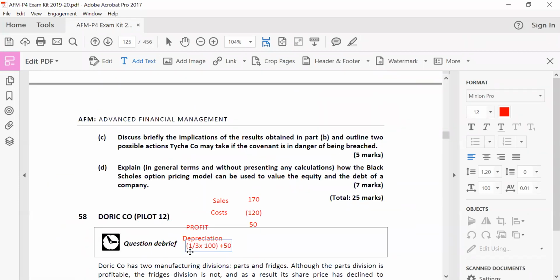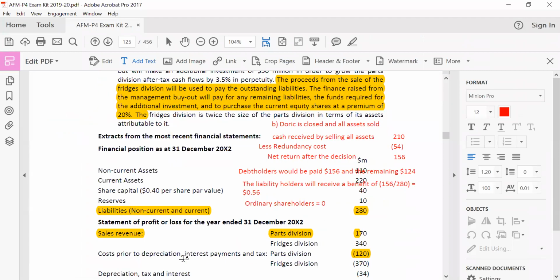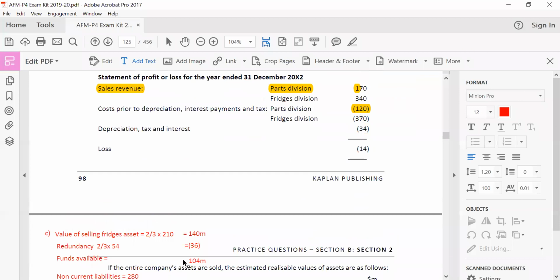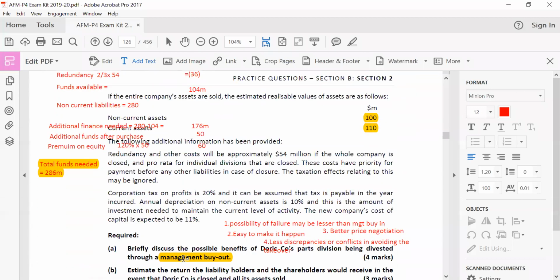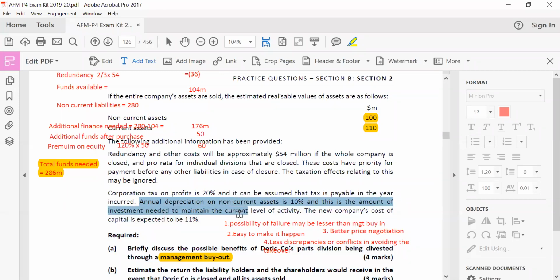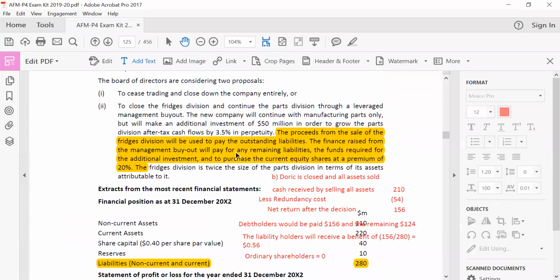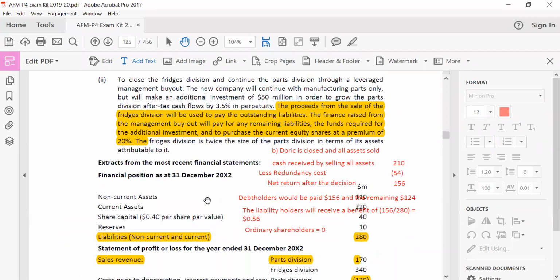So 1/3 of 100 plus 50, that value you get, we will now multiply by the depreciable rate. The examiner gave us the information on the depreciation rate in the question. So let's go pick it up. The examiner stated it here. I have to be very quick this time around. Annual depreciation on non-current asset is 10%. This is the amount of investment needed to maintain the current level of activity, right? So we need to estimate that portion.